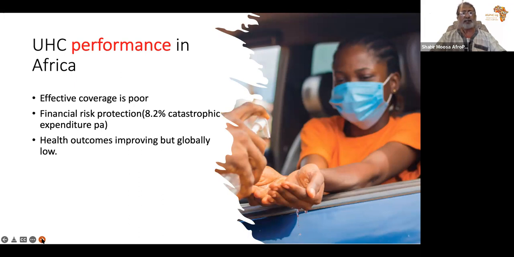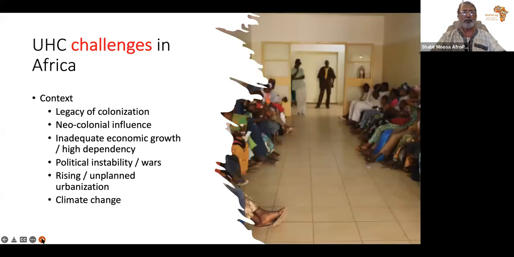Coverage in Africa is really poor. We even have serious financial risk protection problems, with 1 in 10 people being thrown into poverty as a result of some health expenditure during the year. And health outcomes are improving, but Africa is still globally an outlier. So we have not caught up with the rest of the world, even though we are improving some.